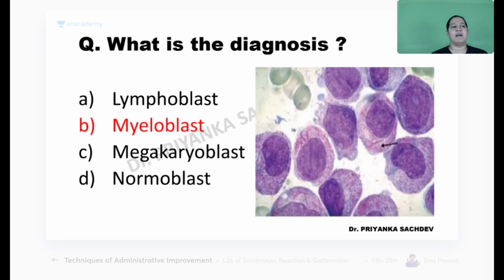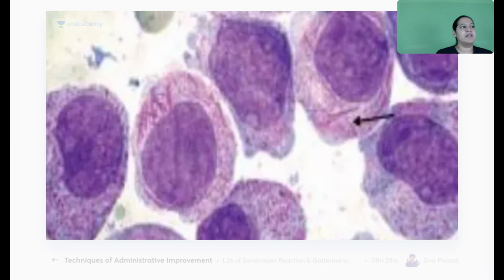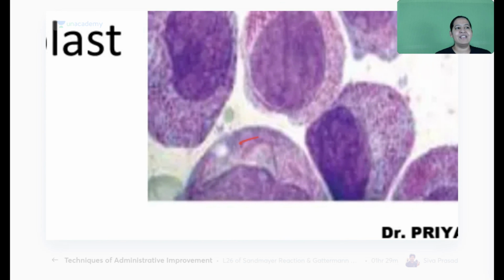Now see your question and tell me the correct answer. By arrow, what is marked? Let me zoom it out. The examiner is marking something with the arrow. With the arrow, he is marking some rod-like structure in the cytoplasm. I can find these rod-like structures in the cytoplasm of all these cells.